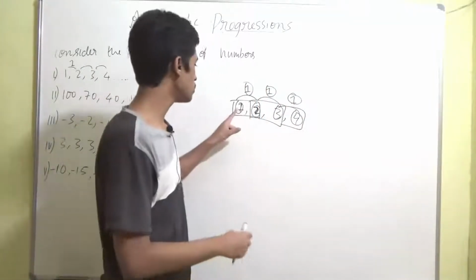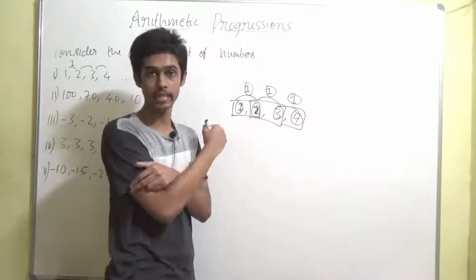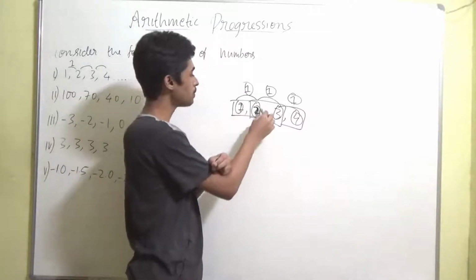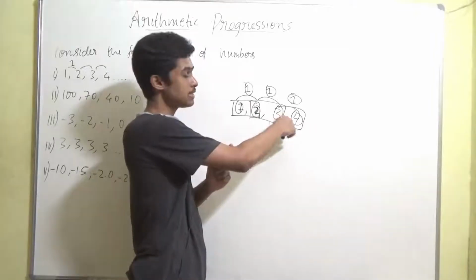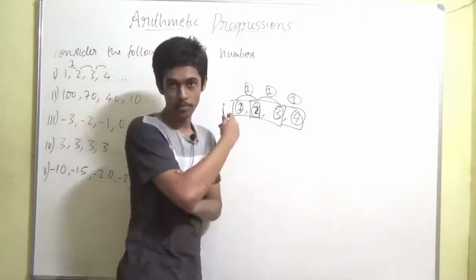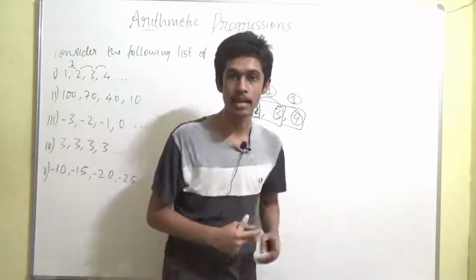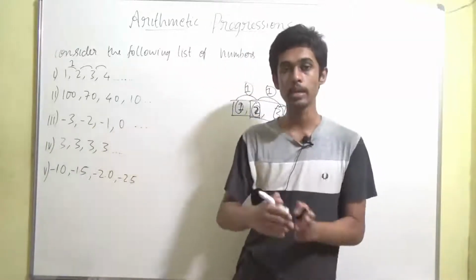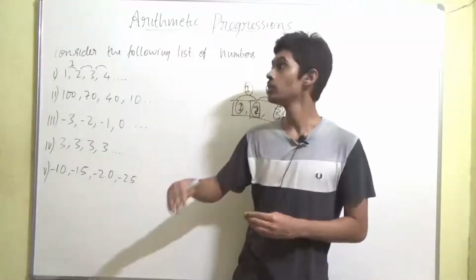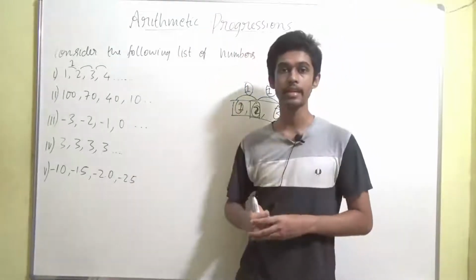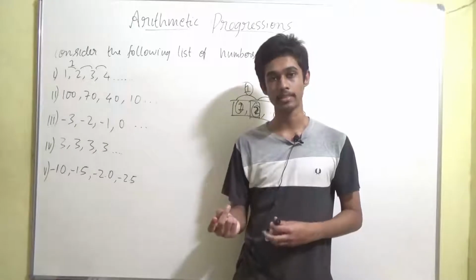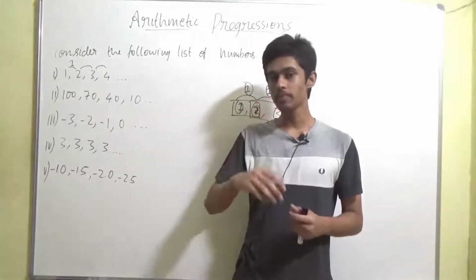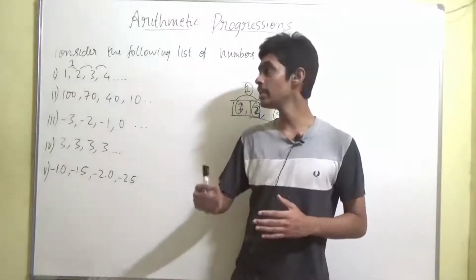When you add 1 to the preceding term, you get the succeeding term, that is 2. When you add 1 to the preceding term, in this case you get the succeeding term, that is 3. When you add 1 to this number 3, you get 4 as your next succeeding term, right? So there's a common difference between each term and it progresses, so it's called a progression. Arithmetic means what? Arithmetic means plus or minus, right? You are going to add or subtract any number.